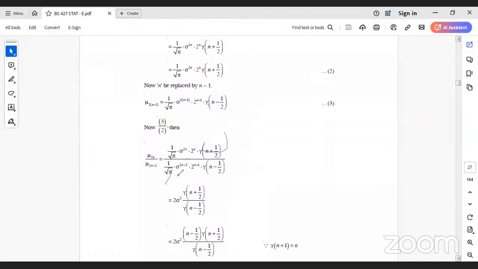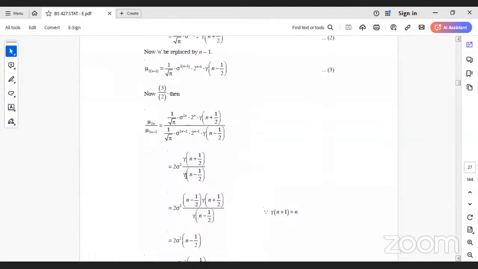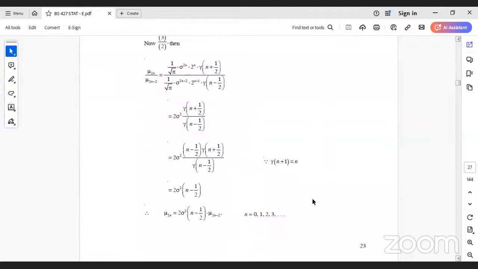All the values cancel here. Sigma 2n, sigma 2n cancel here, sigma square remains below. One 2n minus 1, 2n cancel here, so 2n minus 1. So all the values then give 2 sigma square, n minus 1 by 2 gamma into n plus 1 by 2 gamma into n minus 1 by 2 gamma. n plus 1 is equal to n. So the condition here is 2 sigma square. Here look, n minus 1 by 2, n minus 1 by 2 cancel, gamma cancels. This is n plus. So mu 2n is equal to 2 sigma square. So mu into 2n minus 2n is equal to 0, 1, 2, 3 we are writing here.